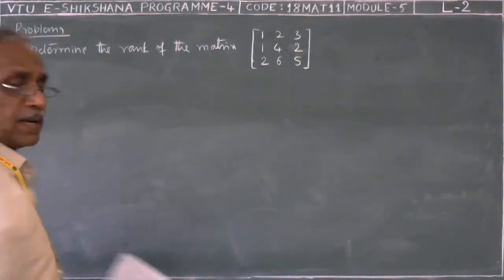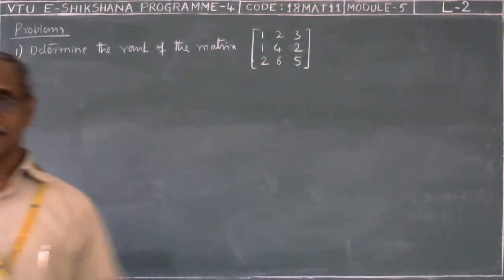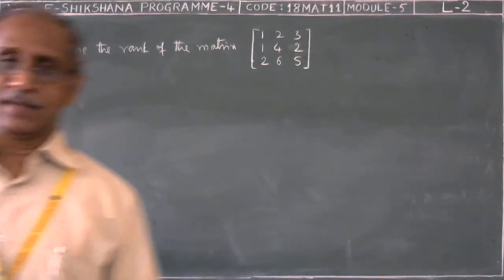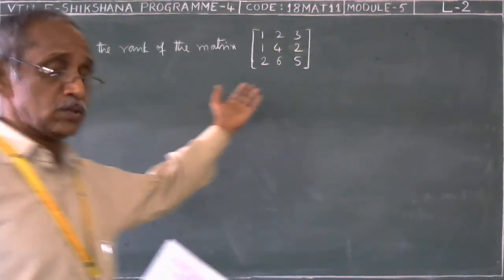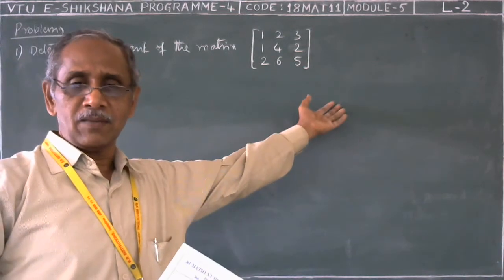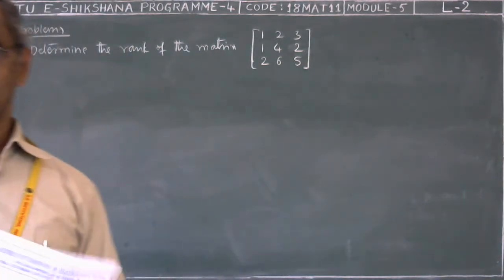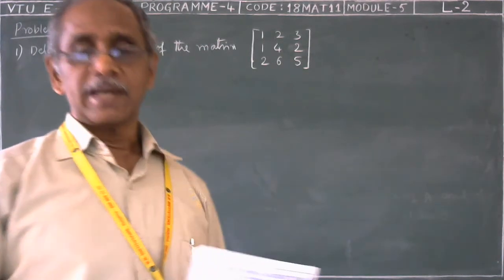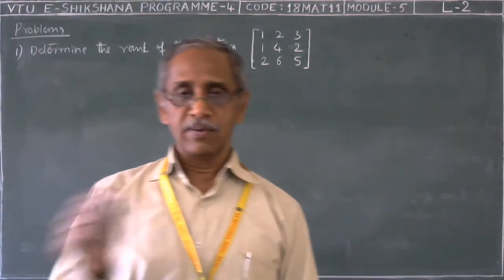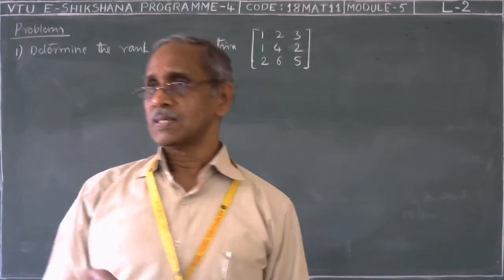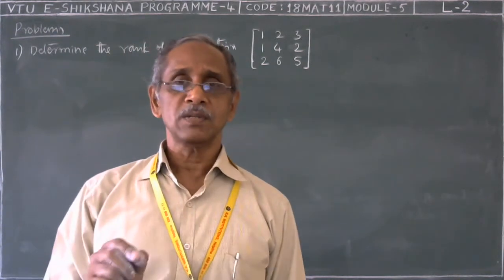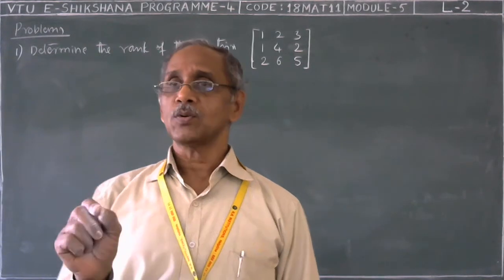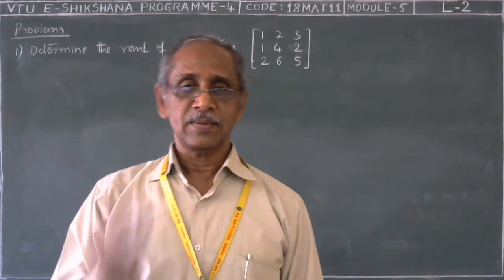The maximum it can have is rank 3. Its rank is less than or equal to 3, because the number of rows is 3 and the number of columns is 3, a square matrix of order 3. So its rank will always be less than or equal to 3. By default, in your first year, first semester course, you will be determining the rank of any given matrix by reducing it to echelon form only, not through the minors definition.